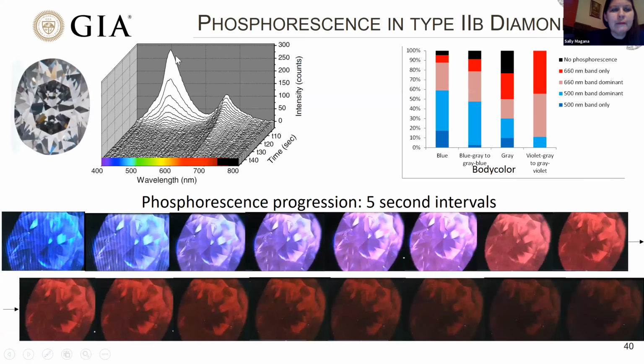And sometimes you see this combination, like for this one diamond that I'm showing here. You can see this phosphorescence progression where it starts out as a blue phosphorescence, and then as the blue decays away, you get this combination of blue plus red appearing as pink. And then after the blue is decayed away, you get only the red appearance remaining until that finally decays away.